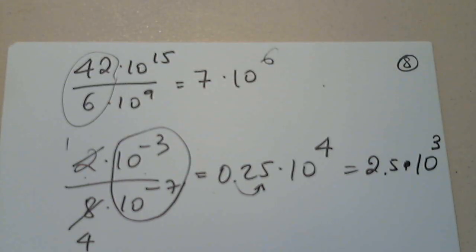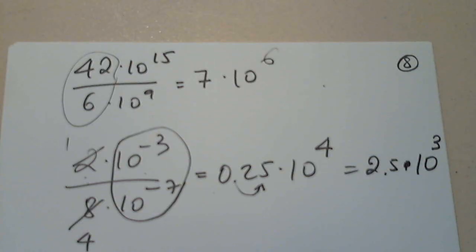I'm curious now what the calculator gives on this one. Bear with me 1 second. So, in parentheses, 2 EE negative 3 divided by, in parentheses, 8 EE negative 7. I'm curious to see how the calculator will handle this. Okay, so it's 2.5 times 10 to the 3rd. Interesting. 2.5 times 10 to the 3rd.